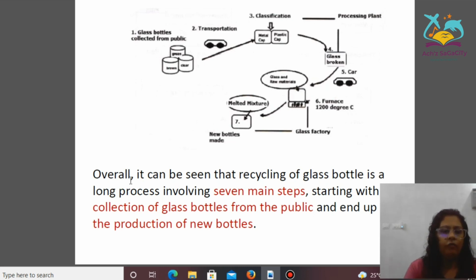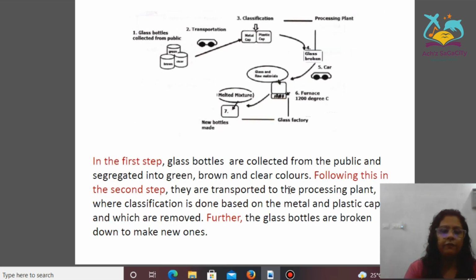So here you can see overall we need to start out with a cohesive device. It can be seen that recycling of glass bottles is a long process involving 7 main steps. So we already mentioned that. First, we need to write about how many steps this process consists of. Then you need to write the starting step, starting with collection of glass bottles from the public and ending with the production of new bottles. So same like I mentioned, you need to write about the total step, then the starting one, and also about the ending step.